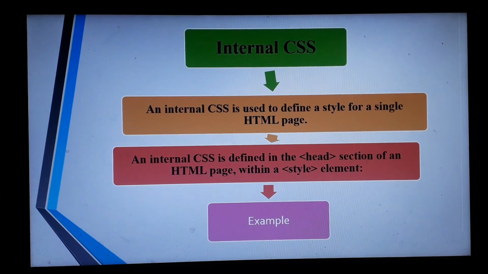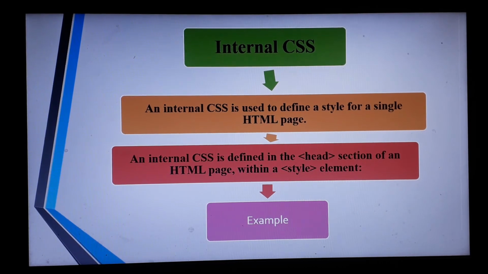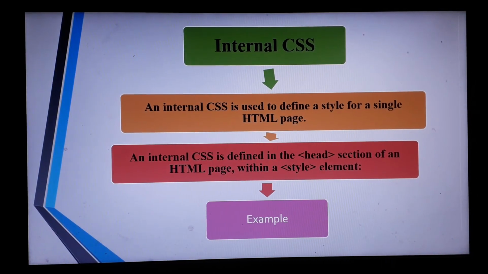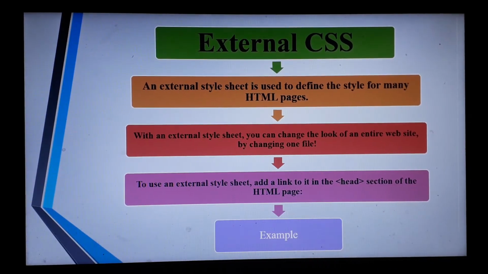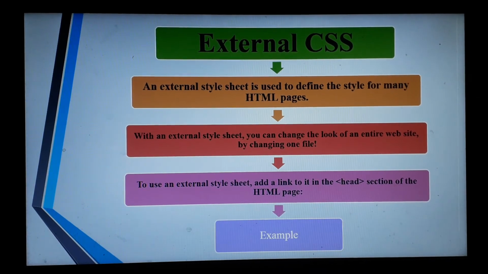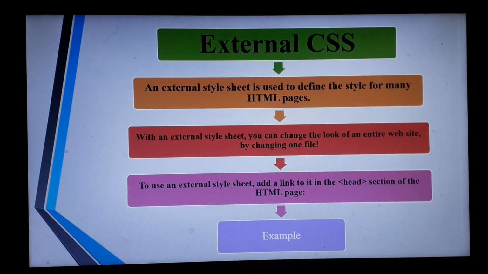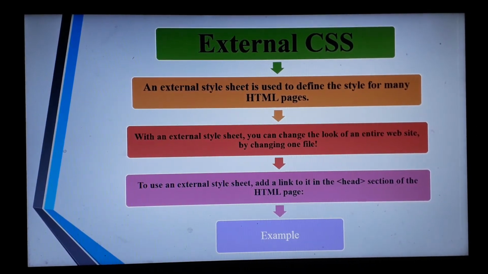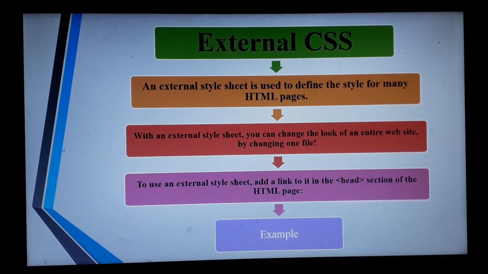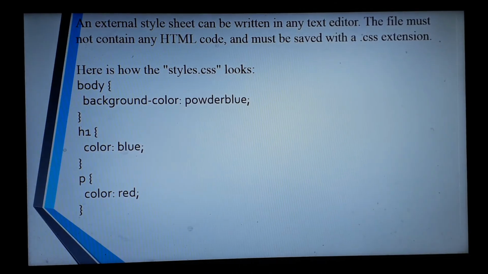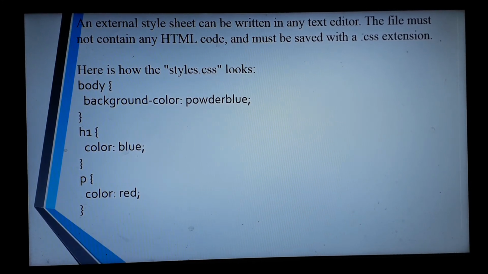Next, internal. Internal CSS is used to define a style for a single HTML page. Internal CSS is defined in the head section of the HTML. One example has been given. You can try that example. Next, external CSS. An external style sheet is used to define styles for many HTML pages. With an external style sheet, you can change the look of an entire web page by changing one file. For an external style sheet, you have to link it in the head section. So one program has been written. You can write down the programs and try them.